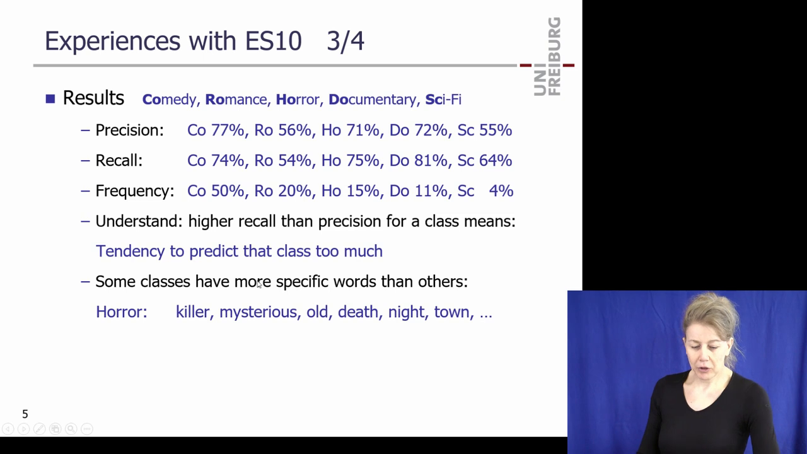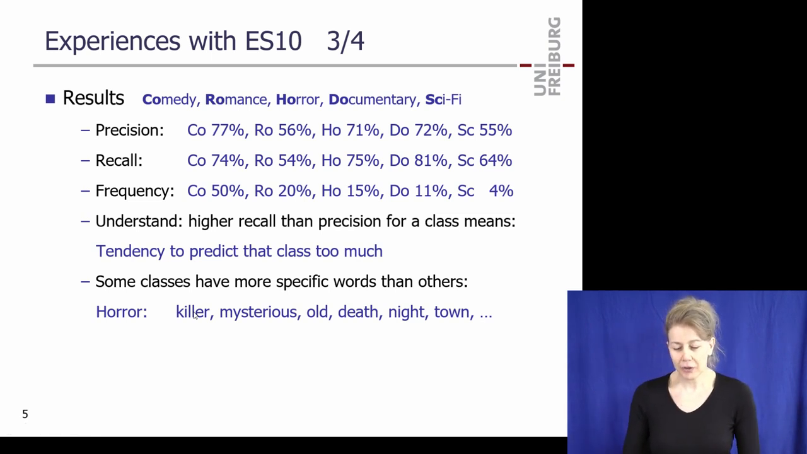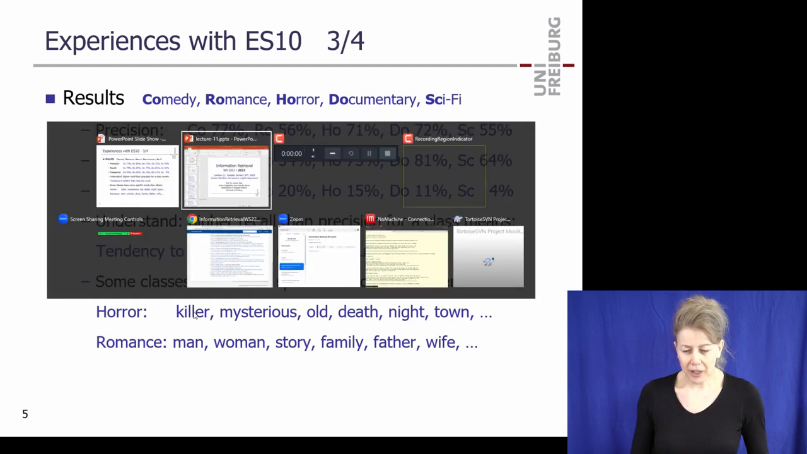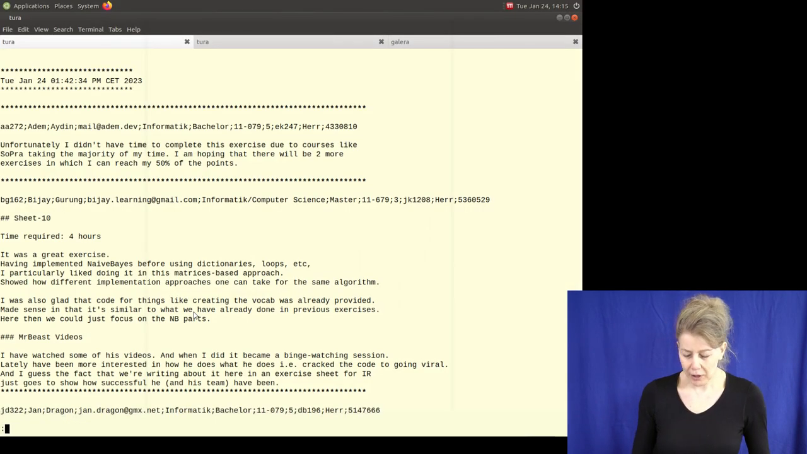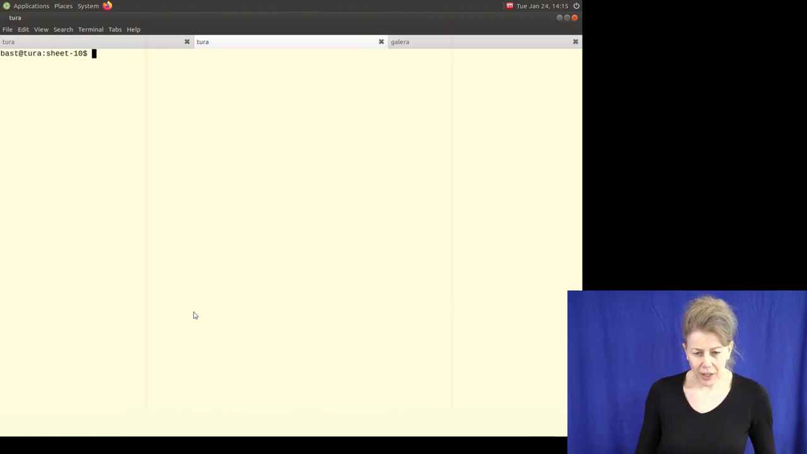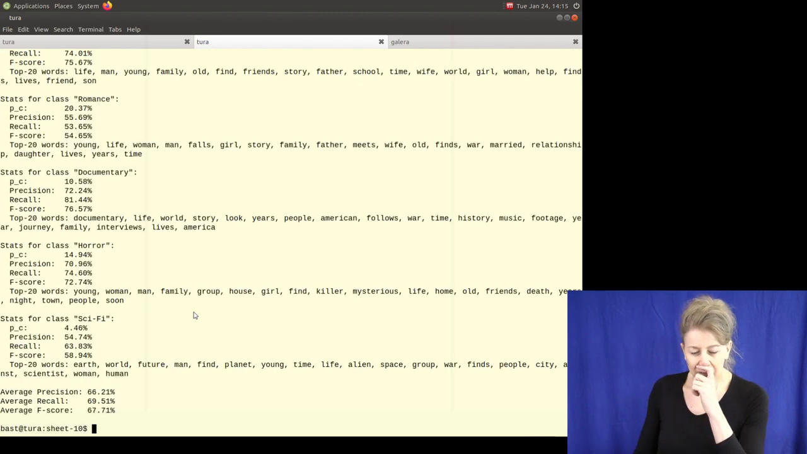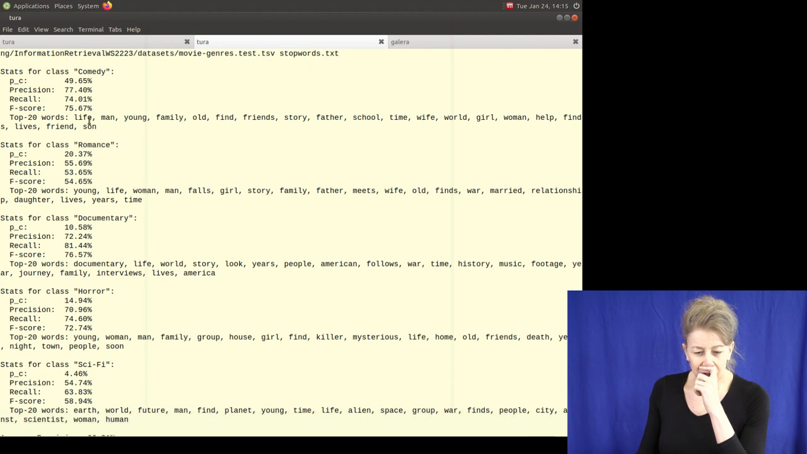You also maybe noted that some classes have more specific words than others. For horror, there were words in the top 20 like killer, mysterious, old, death, night, town. That seems to fit. For romance, it was more like man, woman, story. These words occurred also in the other classes. Let me just go to the terminal here. I have the master solution, if I just execute it with a normal stop word list. So we have things like woman, man, you find it a lot here.